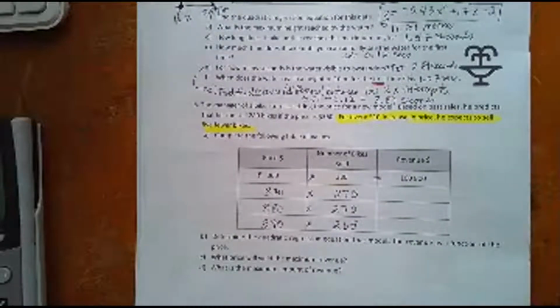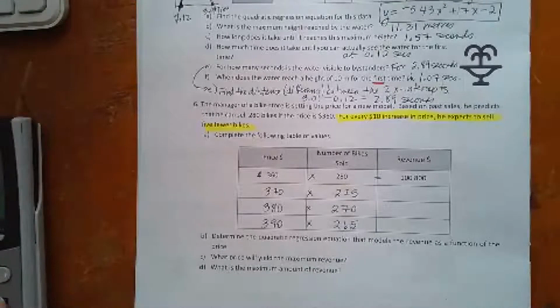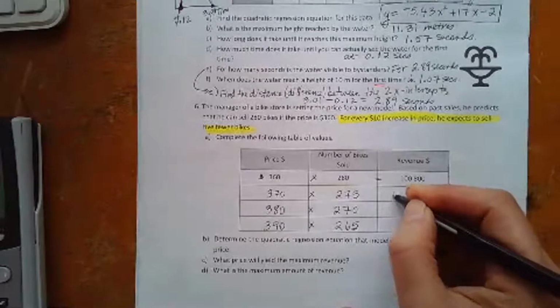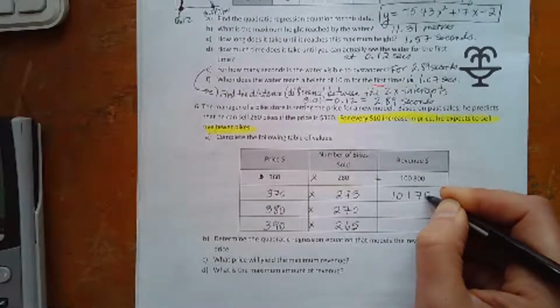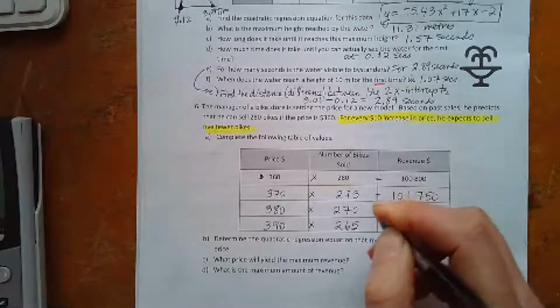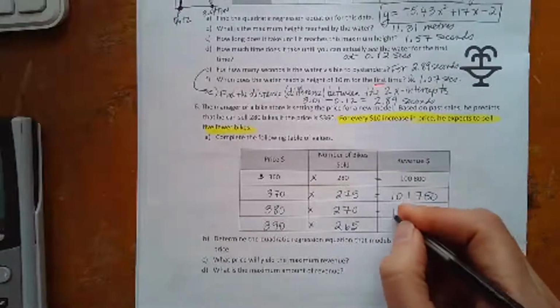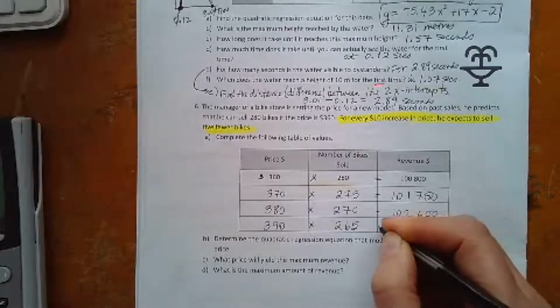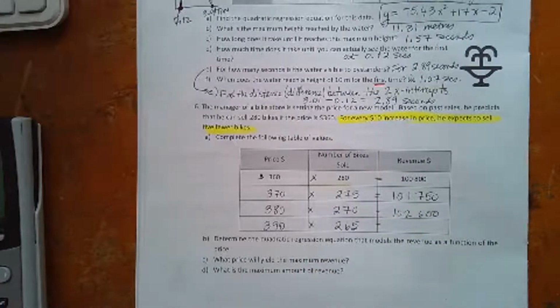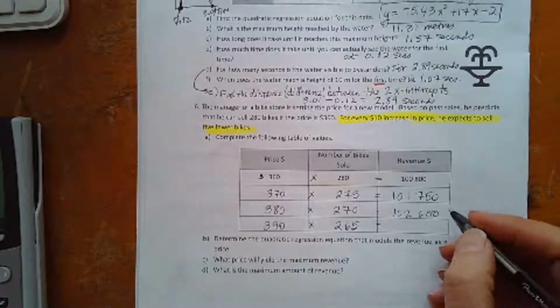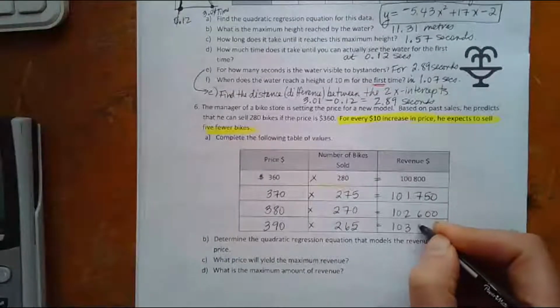All right, now I'm going to figure out my revenue, because obviously I have to figure out this chart as well. Clear your calculator from your previous entries, by the way. And let's just figure out these numbers. So 370 times 275 is 101,750. And then 380 times 270 is 102,600. And 390 times 265 is 103,350.